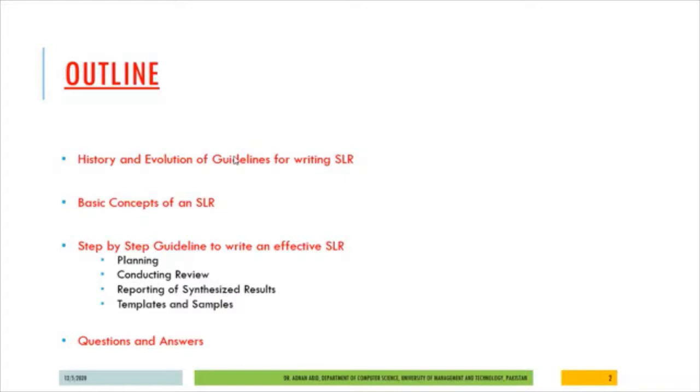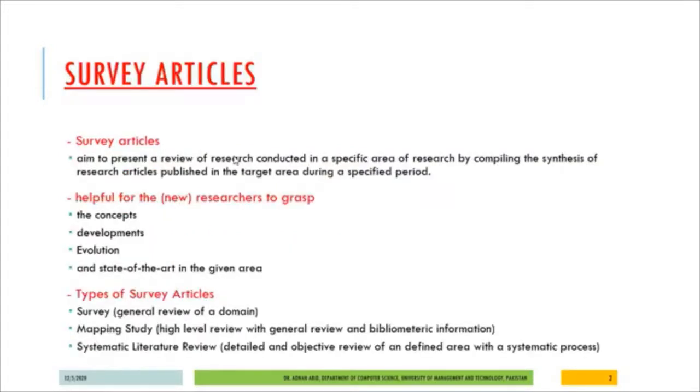So I'll start with some brief history and evolution of guidelines for writing structured literature reviews. In this section, we'll also discuss what exactly review articles are. Then some basic concepts, or the workflow that is used to write a structured literature review, which from this point onwards I'll call SLR. Then a step-by-step guide with some examples and templates will be shared with you. And in the end, we'll have a question and answer session.